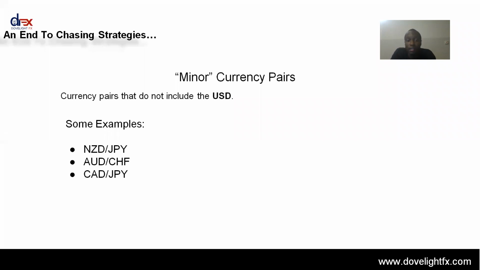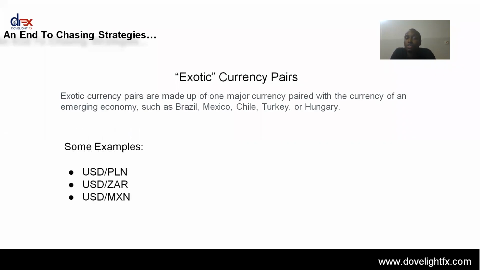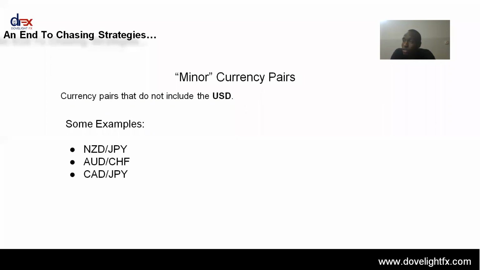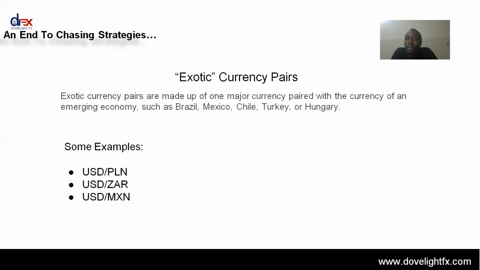I hope we understand, it's simple. Then we have our exotic pairs. Note that our minor pairs are also called crosses. Take this down, it's not here on the slide. The minor currency pairs are also called crosses. They can be minor currency pairs or crosses. So next we have exotic currency pairs.